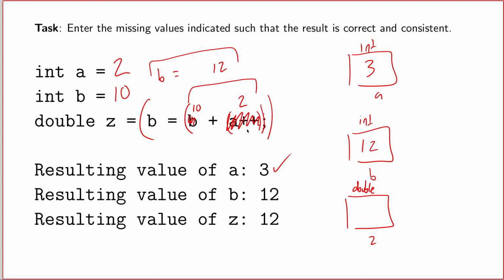And what comes out of that expression is the new value of B, which is 12. And so this whole expression has the value 12, and I assign the value 12 to Z. And so it looks like that worked out. It looks like everything added up there, and I end up with my initial value of A being 2, and my initial value of B being 10.